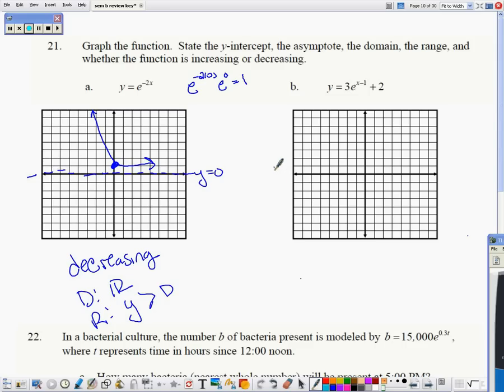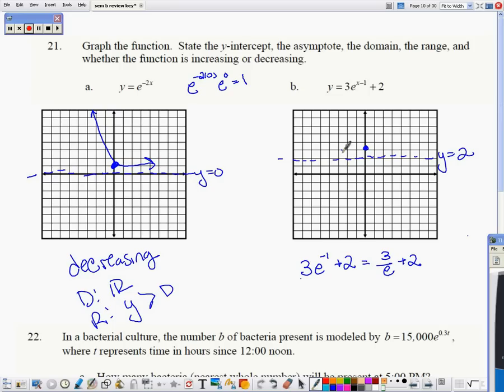Now for B, my asymptote is at 2. That's the line y equals 2. Solving for my y-intercept takes a little bit more work for this one, because we're going to get e to the negative 1 plus 2. Well, the negative exponent moves the e to the denominator. So 3 over e plus 2 is my y-intercept. e is 2.7, so this is a little bit more than 3.